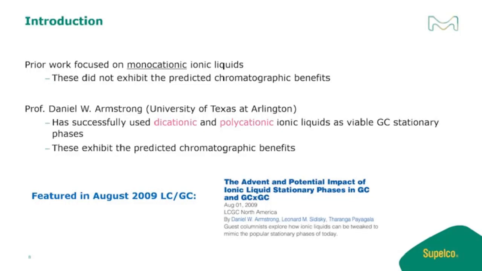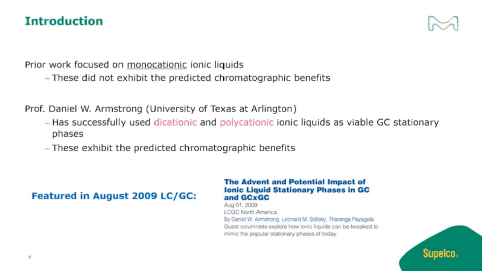As I was saying, the prior work with Dan's group focused on monocationic ionic liquids, but they did not exhibit the predicted chromatographic benefits. Essentially, they were acting almost like liquid crystal phases, which offer some very unique selectivity but have a fairly limited working range. Within that working range, they'll work very well. But once they get out of that range, they begin to lose their efficiency and their selectivity.